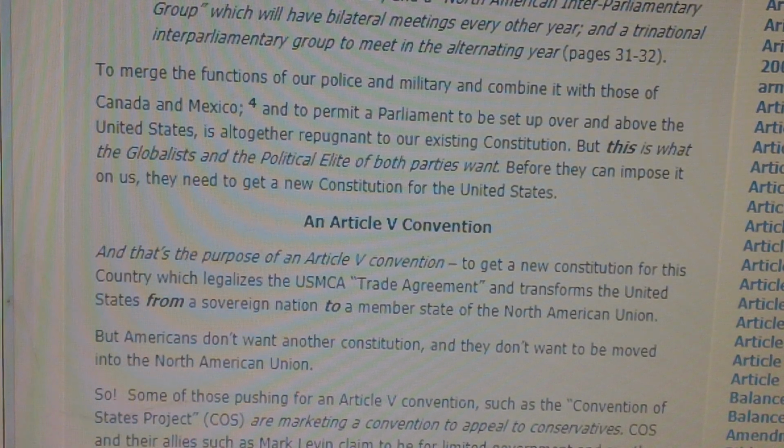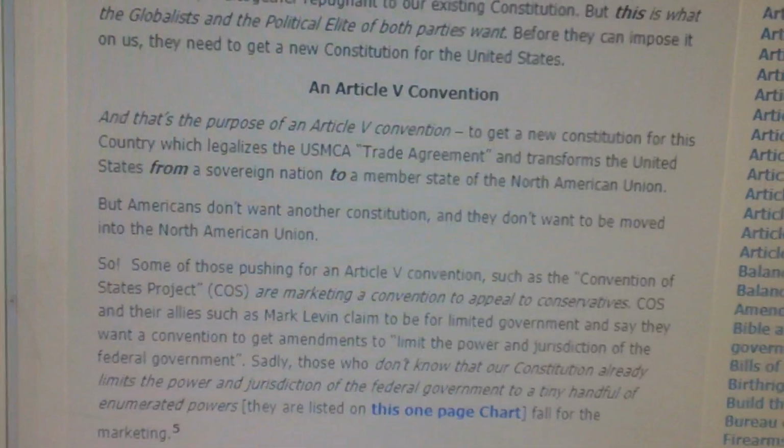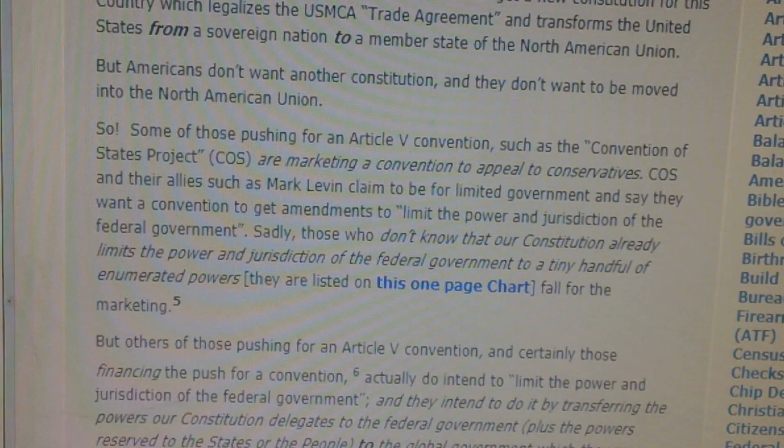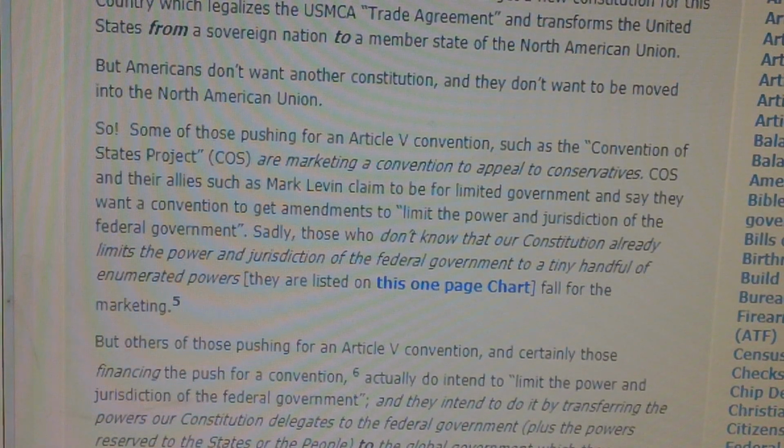But this is what the globalists and the political elite of both parties want. Before they can impose it on us, they need to get a new Constitution for the United States. That's why they're pushing for an Article 5 Convention. And the purpose of that Article 5 Convention is to get a new Constitution for this country, which legalizes the USMCA trade agreement and transforms the United States from a sovereign nation into a member state of the North American Union. But Americans don't want another constitution. They don't want to be moved into the North American Union.